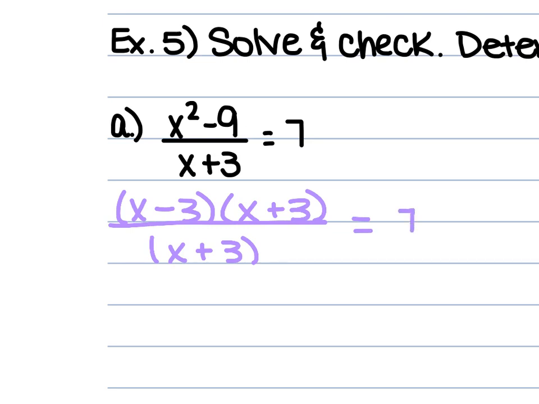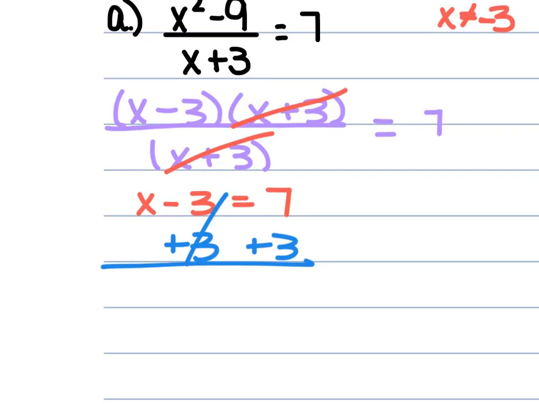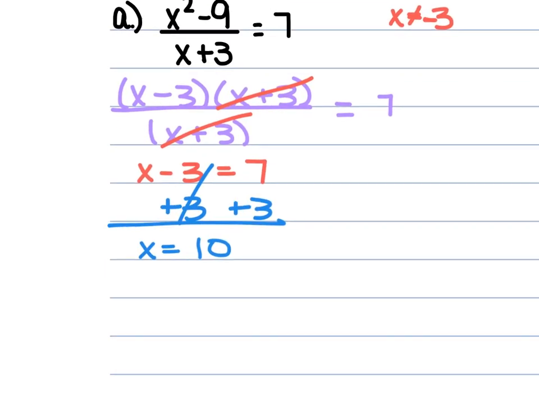You can start with this to where you have that x plus 3 is not equal to 0 and solve for x, and you get that x cannot equal negative 3. So we can put that x cannot equal negative 3. So from here, these can simplify to just be x minus 3 is equal to 7. We're going to move that 3 over by adding it to both sides, and you get that x is equal to 10. Now you need to check this.